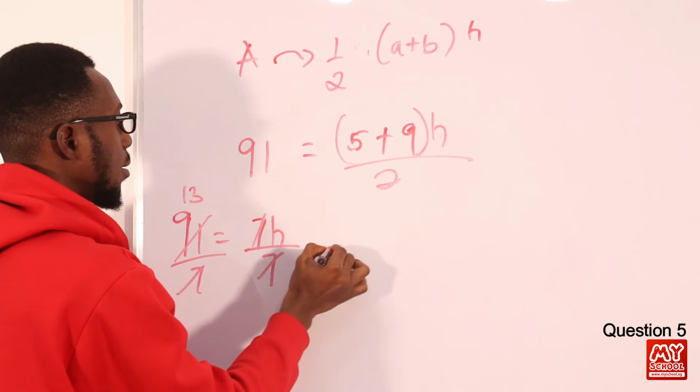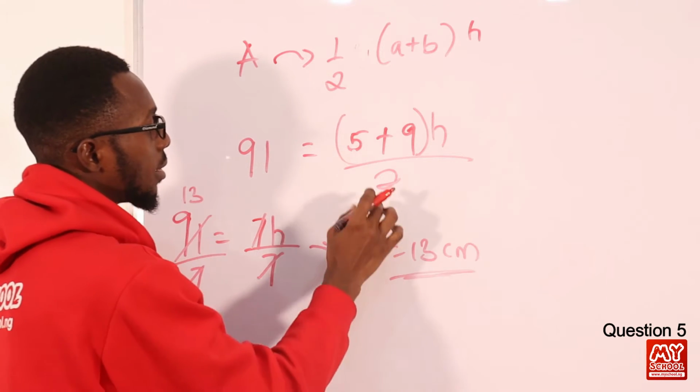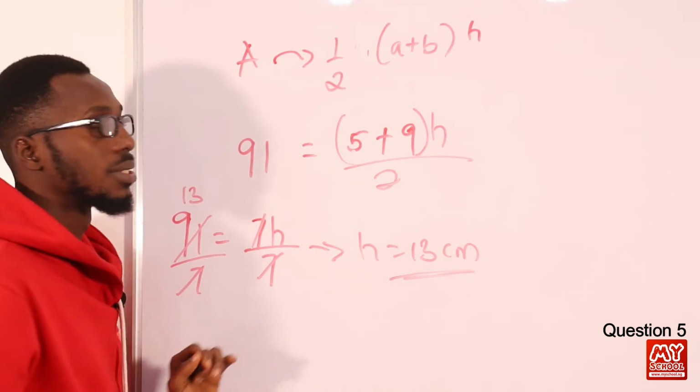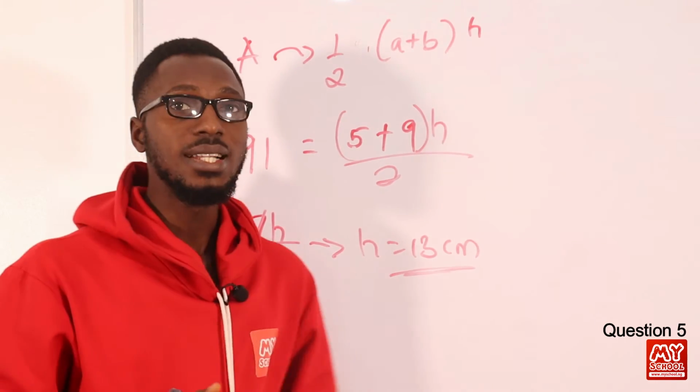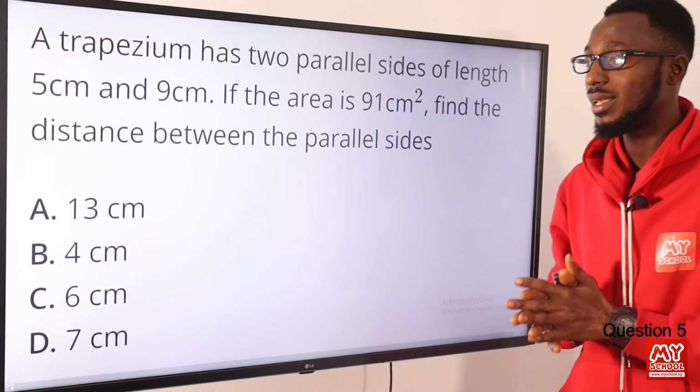this is 13. So the height is 13 centimeter. That represents the distance between these parallel sides. So let's see if we have 13 centimeter. Yeah, we confirm that option A, so option A is the correct option.